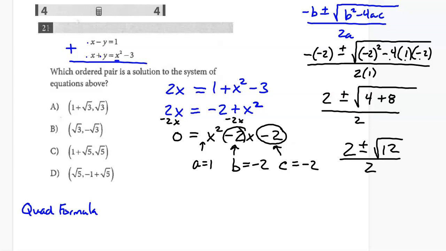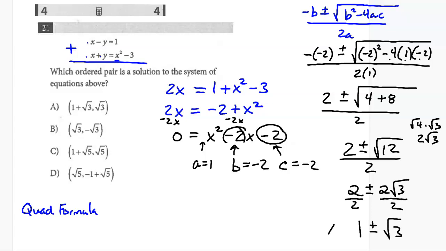Radical 12 can be simplified. I don't really have time in this particular problem to show you how to simplify all radicals, but basically I can break that square root of 12 up into the square root of 4 times the square root of 3, and the square root of 4 is a perfect square, so it can be reduced to 2 radical 3. So 2 plus or minus 2 radical 3, all divided by 2. When you have the whole thing divided by 2, you can divide each piece separately. So I divide this side by 2, this side by 2, and I get 1 plus or minus the square root of 3. So that was my x value.